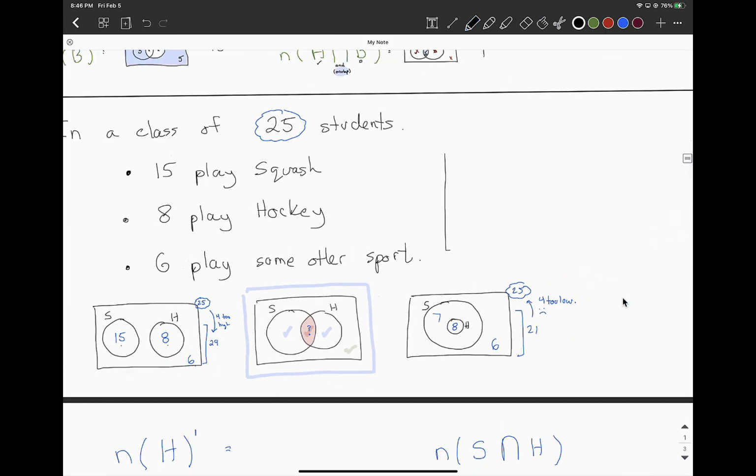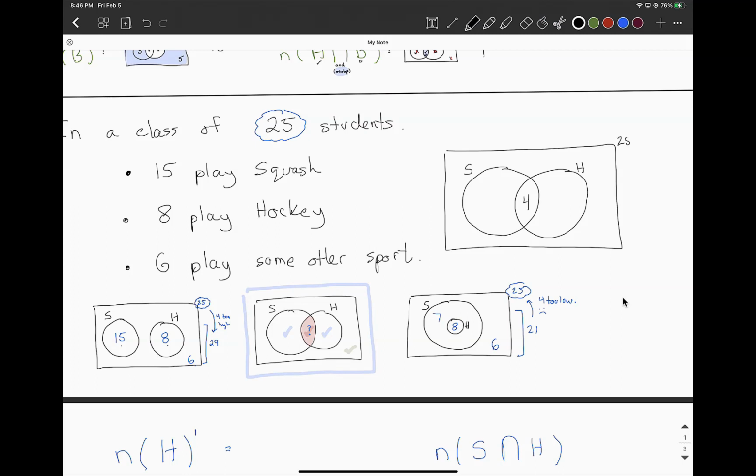I feel like we can go off and be a little bit risky here. Let's put 4 in the middle. 4 people play both. Let's see if we can make this work. We've got my squash, got my hockey, and we've got our 25 people who are in this class. Not one more, not one less, exactly 25.